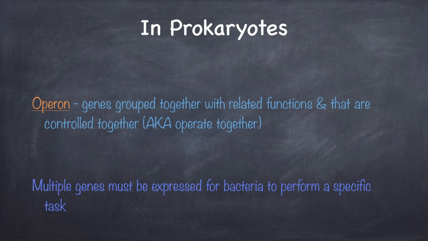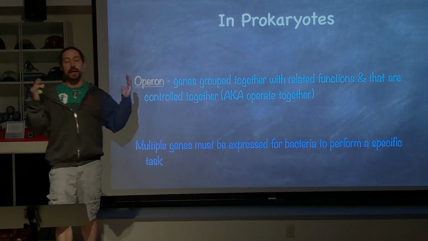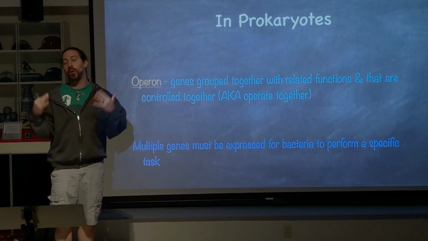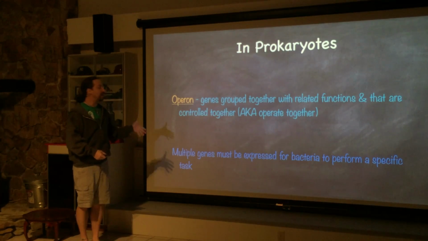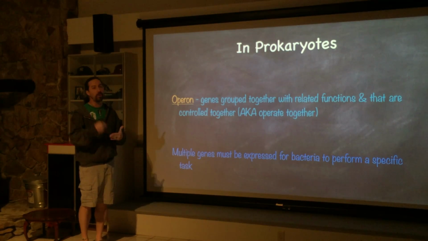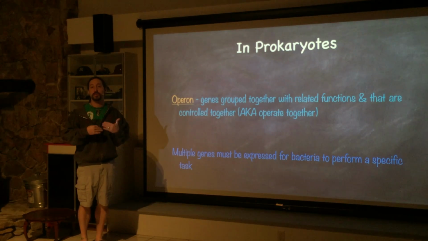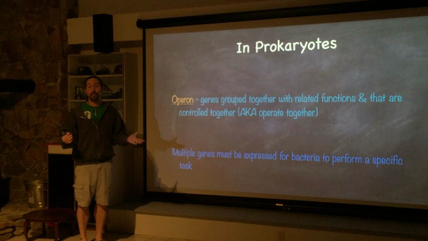It's based upon a set of genes which are called an operon. And those are genes that are grouped together that are all used in a specific function. So the operon is a grouping of genes all together on the chromosome that are all going to be used for a specific purpose. All the genes have to be expressed for the bacteria to perform that specific function. And if any of those genes are turned off, then the bacteria will not be able to perform that specific function.